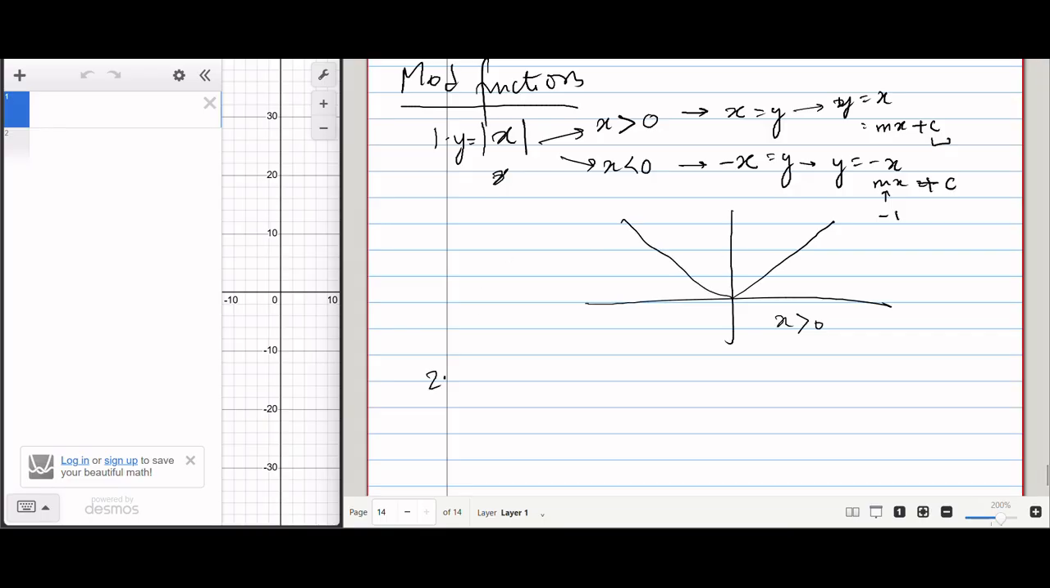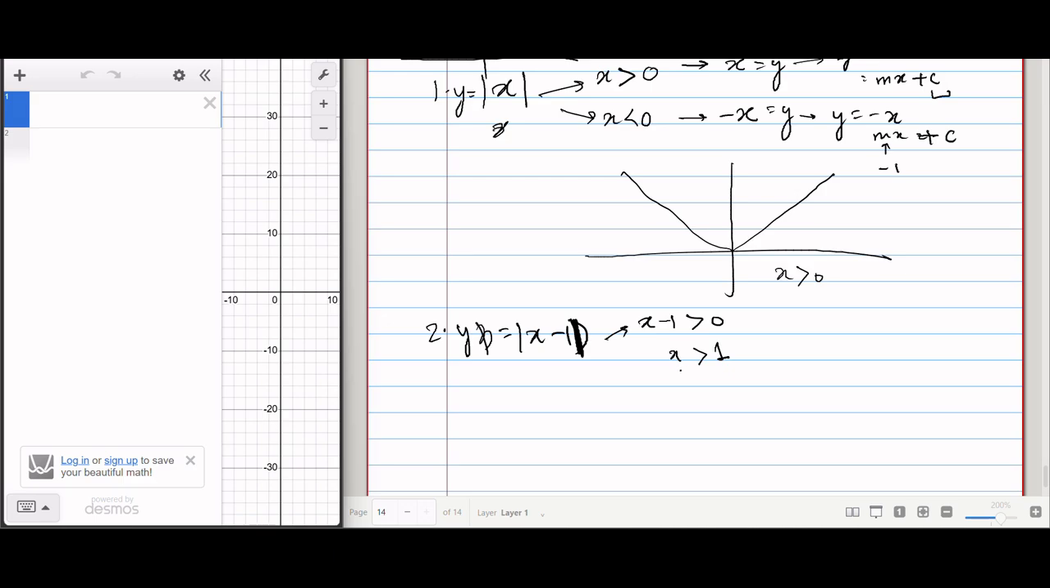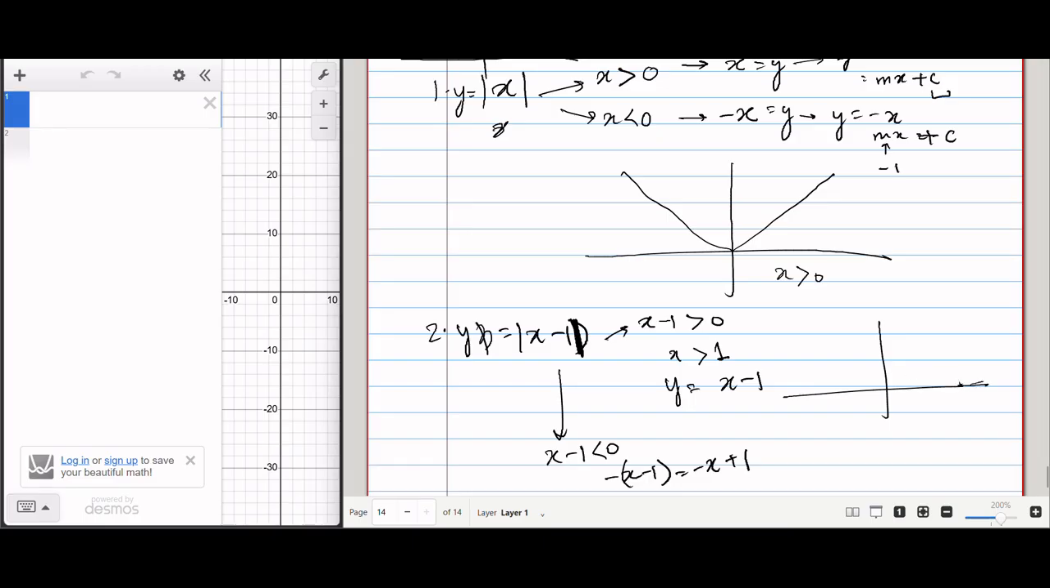Okay, now what will be y equals mod of x minus 1? Again, this is mod, so for x minus 1 greater than 0, that is x greater than 1, y would be x minus 1, and for x minus 1 less than 0, the function would be minus of x minus 1. Okay, so this is minus x plus 1. So if we plot the function, we'll get something like this.